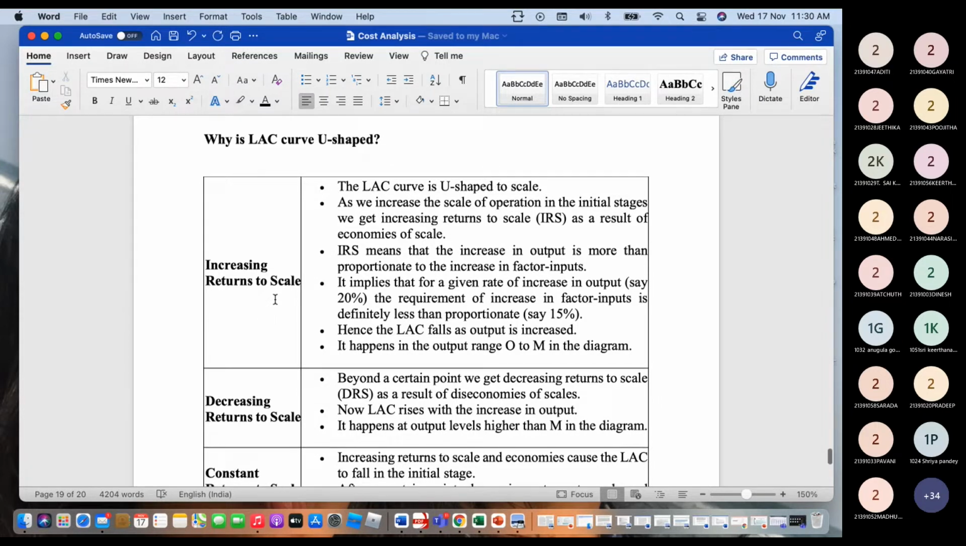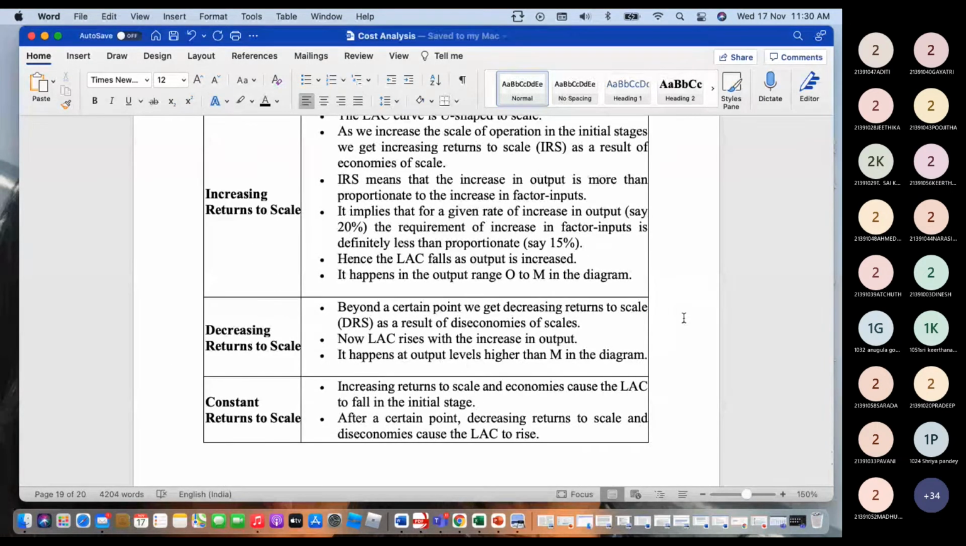Similarly, when you talk about constant returns to scale, that is where we have the minimum point of the average cost curve. At that point, the economies and diseconomies of scale are going to be equal to each other. So there are certain advantages of large scale production and certain disadvantages of large scale production, but when the cost is minimum, at that point, both are going to be equal to each other.